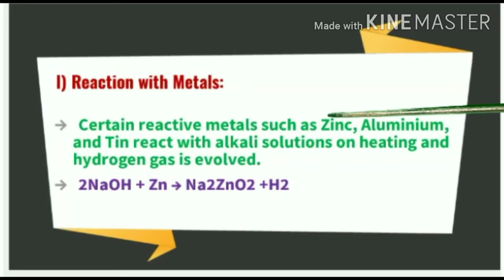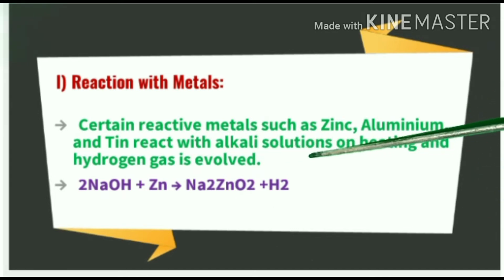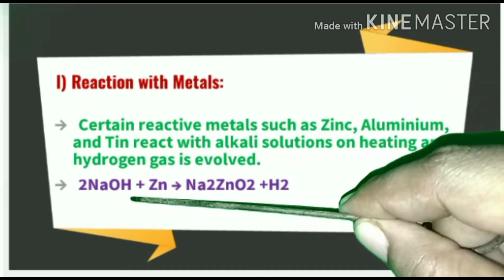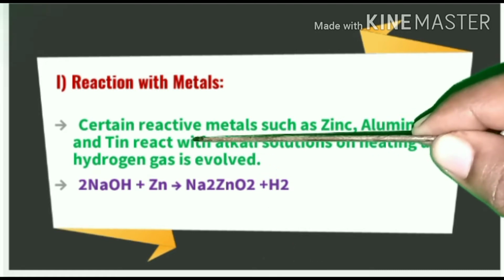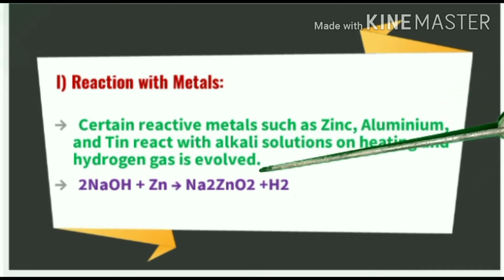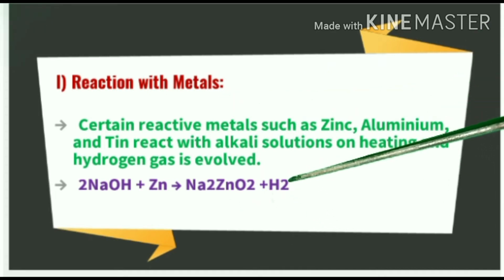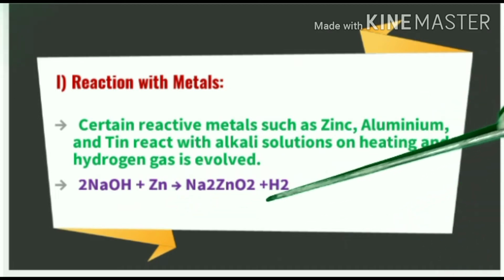In this reaction of base with metals, metals like zinc, aluminium and tin react with alkali solutions. Alkali solutions in the sense sodium hydroxide, potassium hydroxide. When they are reacting, this can happen only in the presence of heating. So hydrogen gas will be evolved. We know that acids also react with metal and release hydrogen gas. Even base also will react with metals and release hydrogen gas.